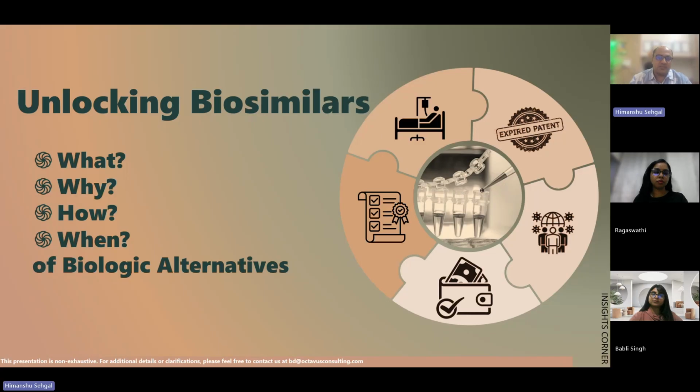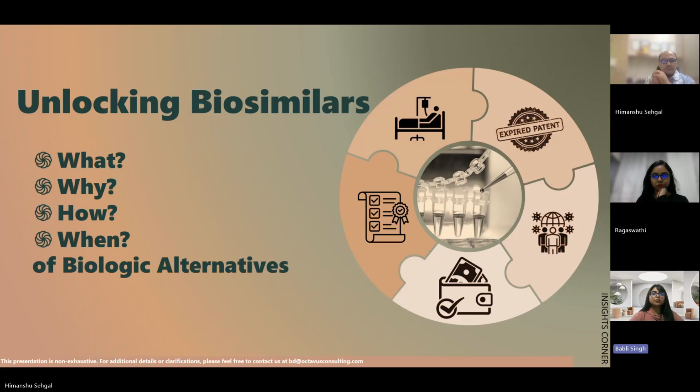Now, unlocking biosimilars, that's the first topic, and I'll hand it over to Bubbly. Bubbly, once you are done with each slide, let me know and I'll keep on changing. Yeah, sure. So first of all, thank you, Himanshu, for inviting me to this discussion. My name is Bubbly, and today we will discuss biosimilars: what they are, why they are important, what the market growth is, what the future outlook is, and so on.